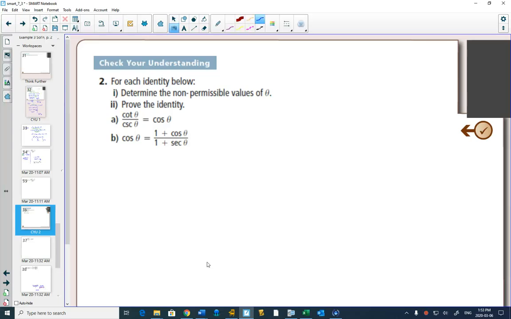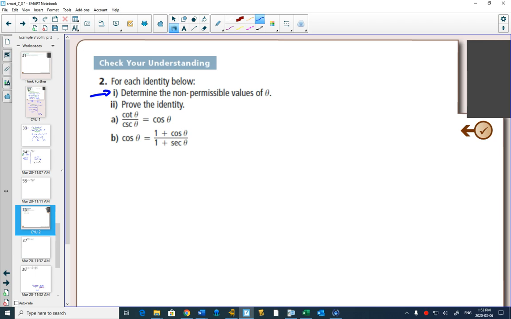And example 2 adds something new that we haven't done yet, which is in part I, determining non-permissible values. Some values of theta may cause you to divide by 0, in which case they're not allowed. So we have to check everywhere where we possibly could divide and make sure we never have it equal to 0.